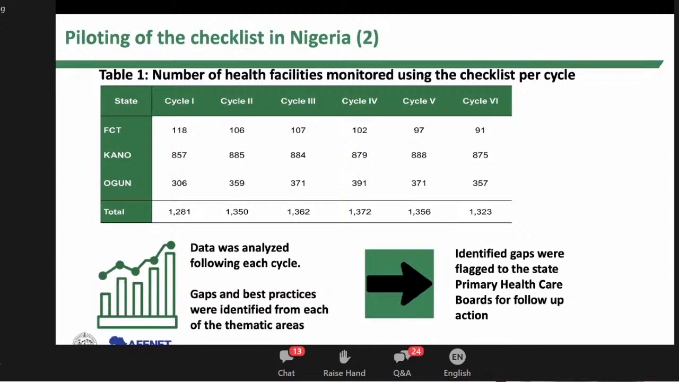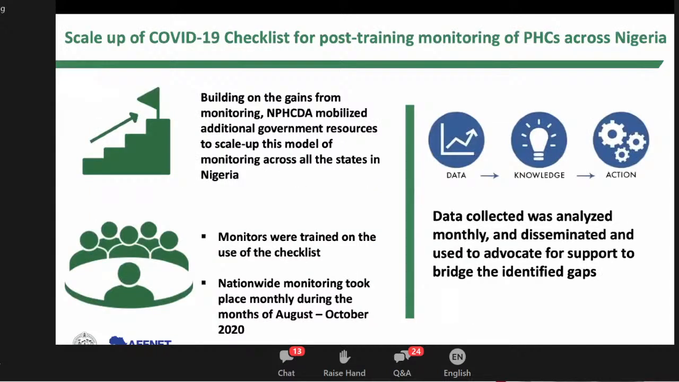Now, the data was analyzed after each cycle. The gaps and best practices were identified from each of these thematic areas. And these gaps were flagged to the state primary health care boards for them to take action, and then we follow up on those actions.